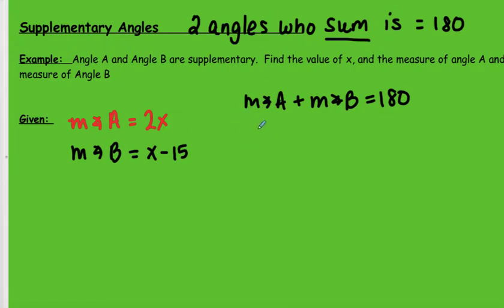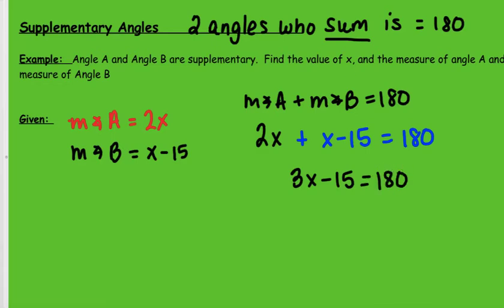All right, so the measure of angle A is 2x. The measure of angle B is x minus 15. And those are going to sum them up and equal 180. So I can use algebra to write an equation. All right, so I'm going to combine those like terms. So we get 3x minus 15 equals 180. And then we're going to add 15 to both sides. Remember, do the opposite operation to balance the equation, the basics of algebra. And we get 195. All right, so then we're going to divide by 3.